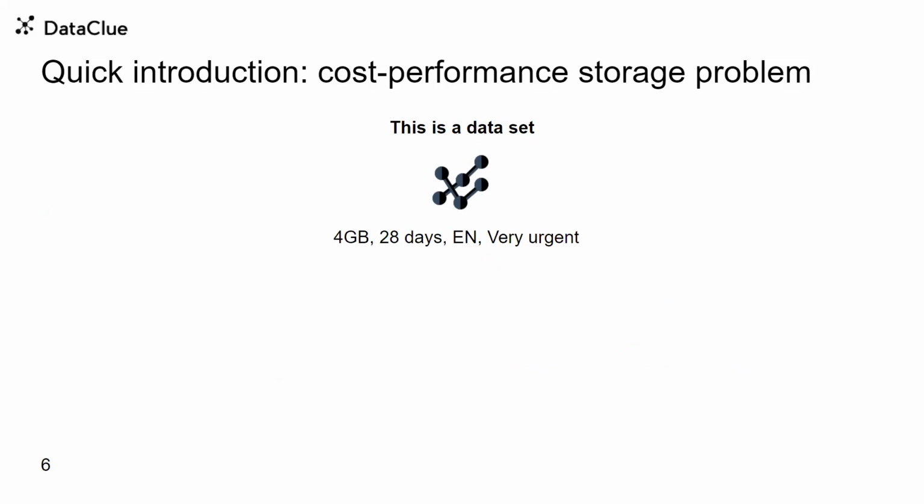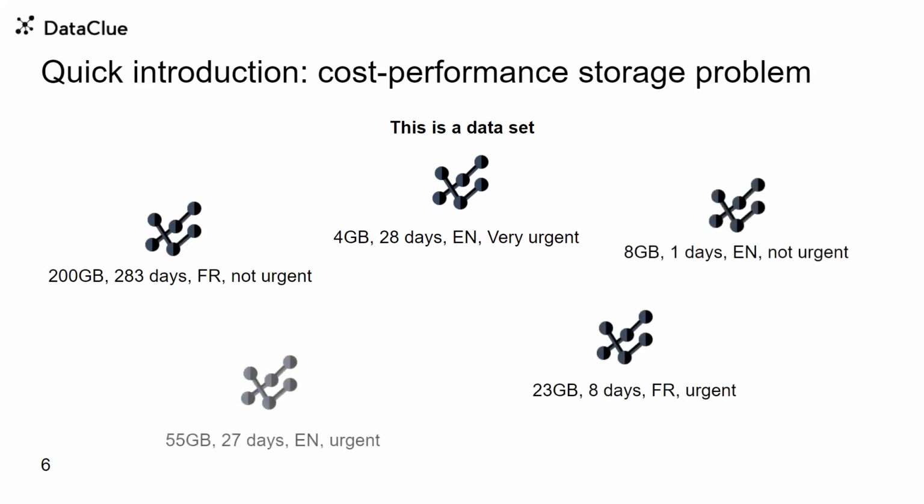So this is just a single data point, which is really easy to handle, because if you have only one data point, you just put it in the right bin. But what happens if you have a lot of them, and each one has a unique size and frequency and region, et cetera? So it's starting to be more complex.